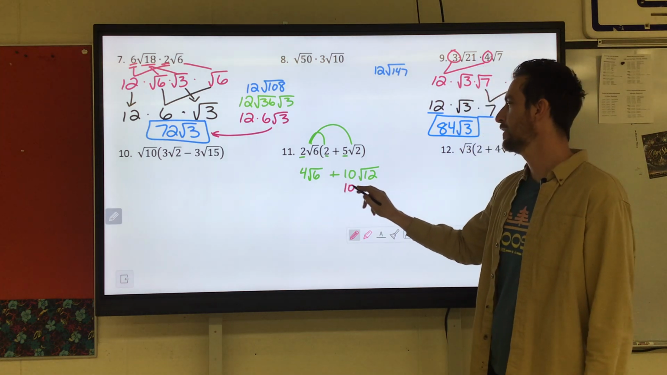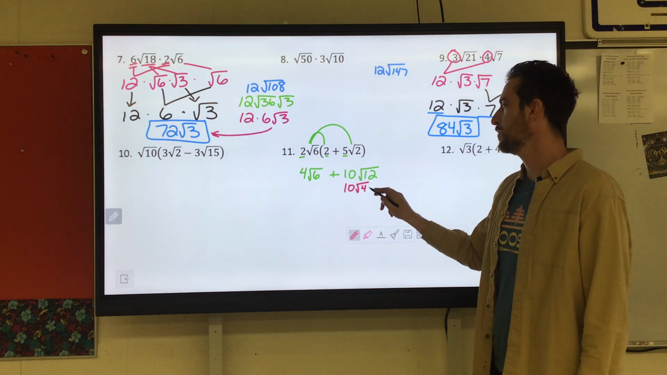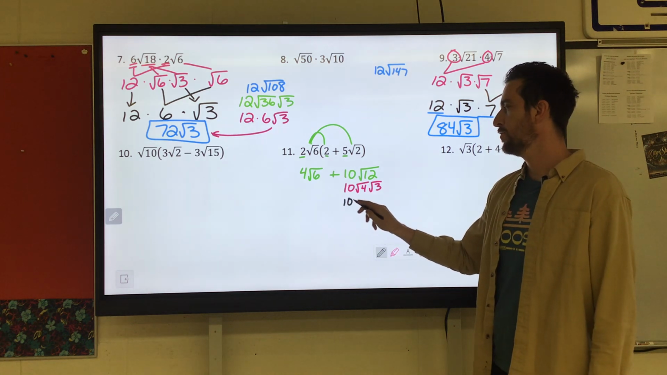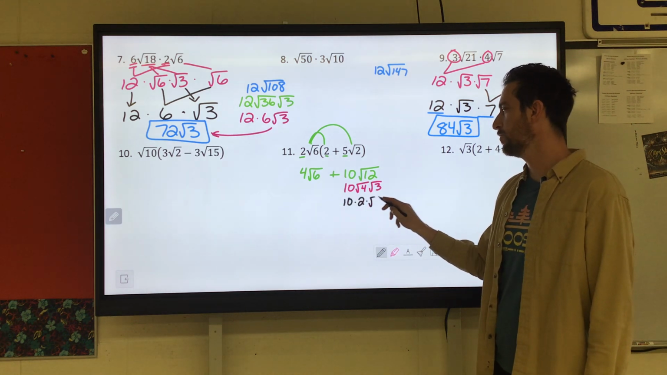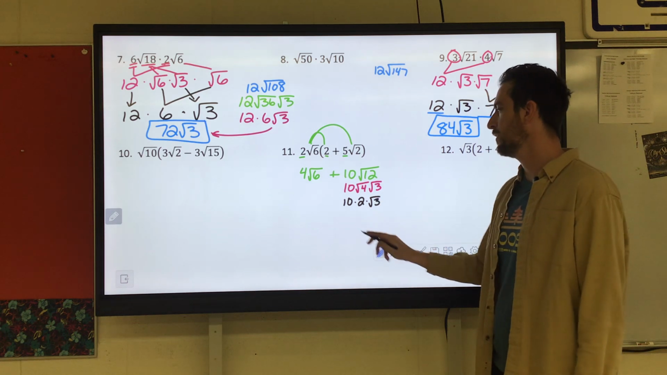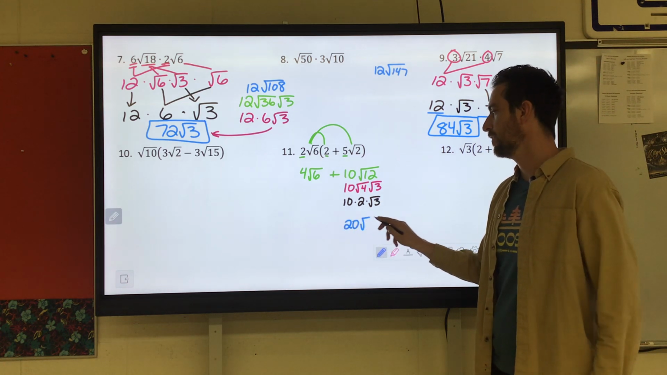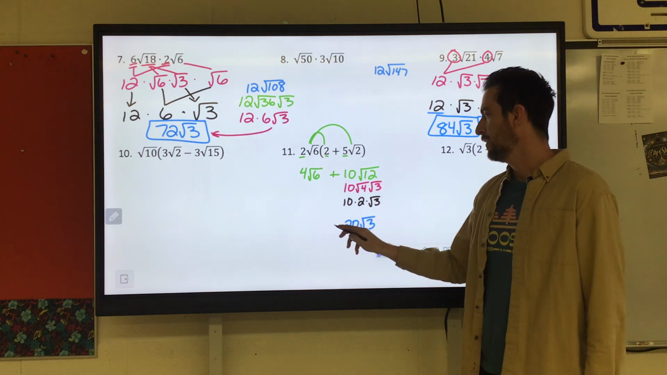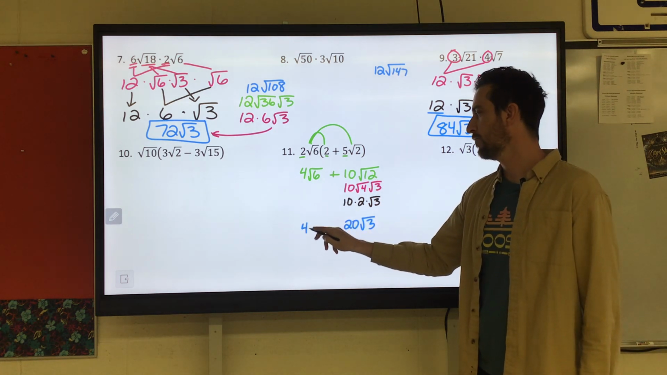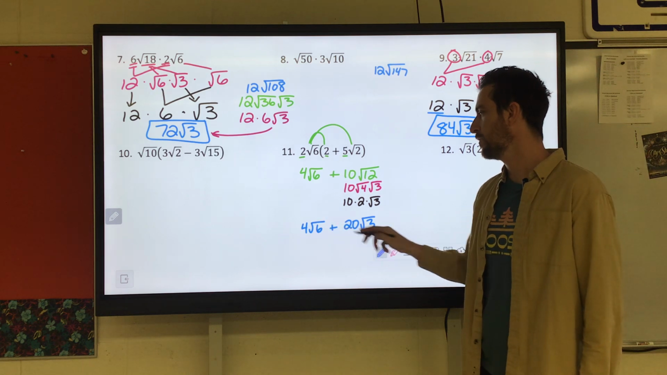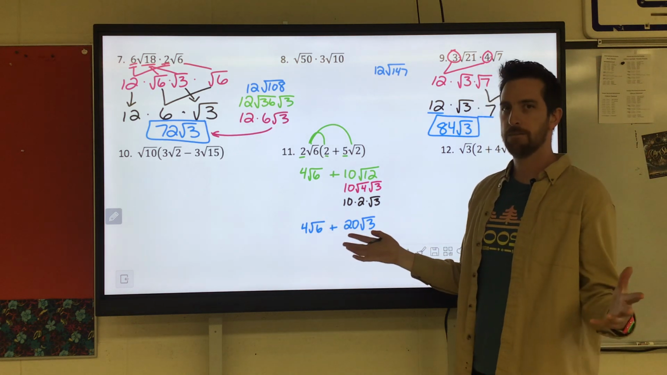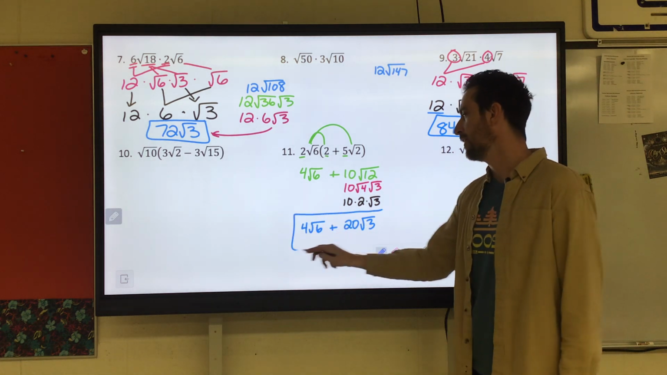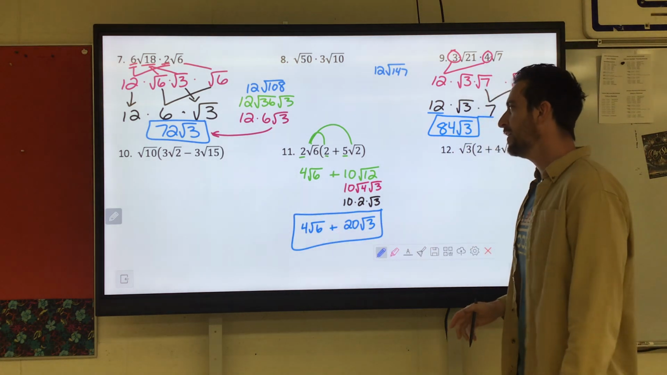But 12, we did earlier, it was 4 times 3. The square root of 4 is 2, so it's 10 times 2 times root 3, which will give us 20 root 3. That's all we can do to that 10 root 12. So we could bring down the 4 root 6 now, 4 root 6 plus 20 root 3. See if you can combine them. They have different numbers in the radical, so we can't go any further. That would be our final answer.